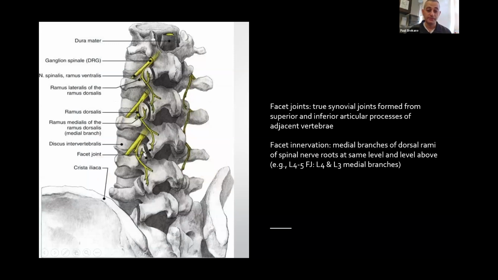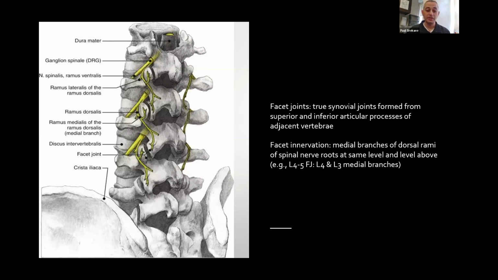So the facet joints are true synovial joints that are formed by the superior articulating process of one vertebral body and the inferior articulating process of the one above. There is a dual innervation for these joints with a medial branch nerve from that level and a medial branch nerve from the level below. So these nerves are called the medial branch nerves, and their main function is sensation, providing sensory innervation to the facet joint, with one motor innervation to a non-clinically relevant muscle called a multifidus muscle.